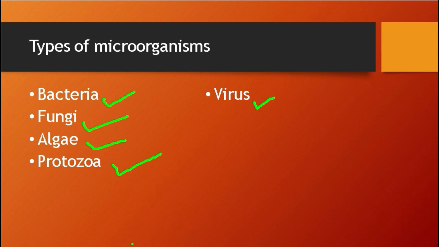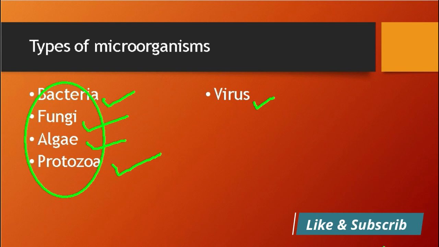The basic difference between these four and virus is that virus can survive and multiply only on a living host. So it requires a plant or an organism on which it can survive and multiply. Now we will discuss each and every category in detail. So moving on to the next slide.